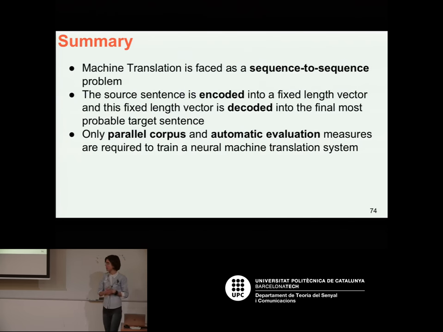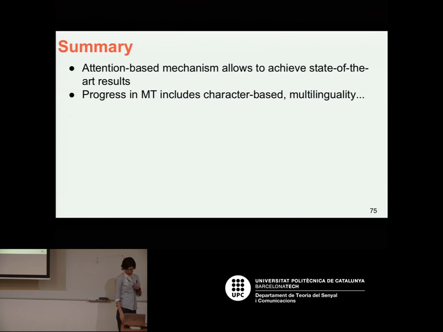Okay, so a summary of this talk is that machine translation is framed as a sequence-to-sequence problem. The source sentence is encoded into a fixed-length vector and decoded into the most probable target sentence. This is not true anymore when you apply attention. Okay, it's not a fixed-length vector. You do a representation of the source sentence, that's true. And then you need a parallel corpus and automatic evaluation to build your neural machine translation system.